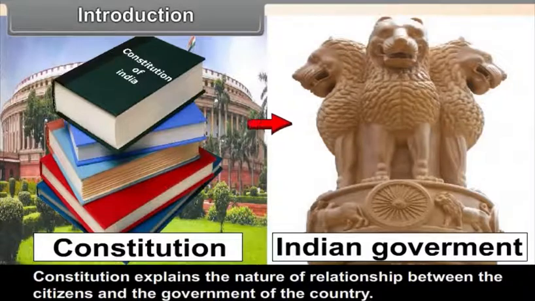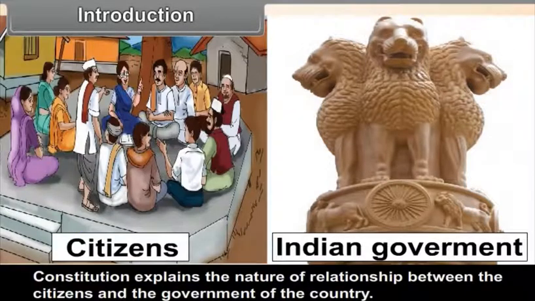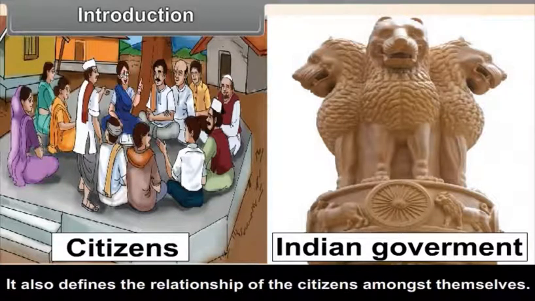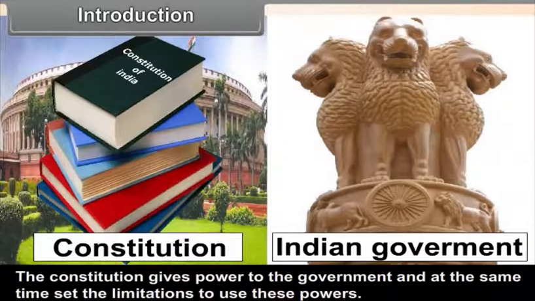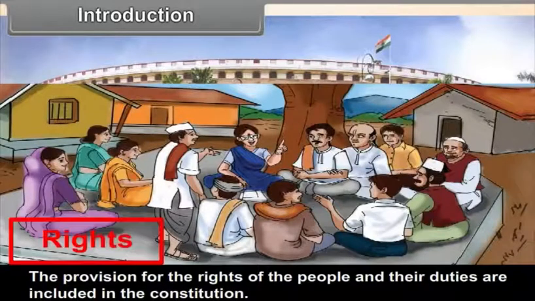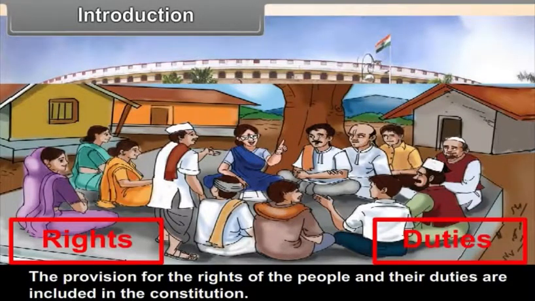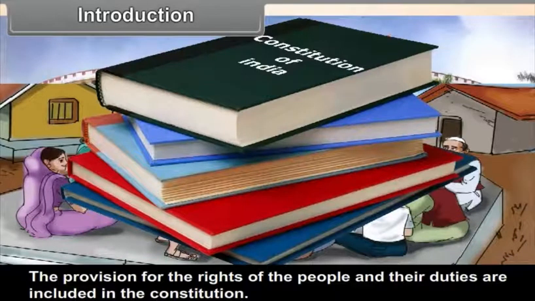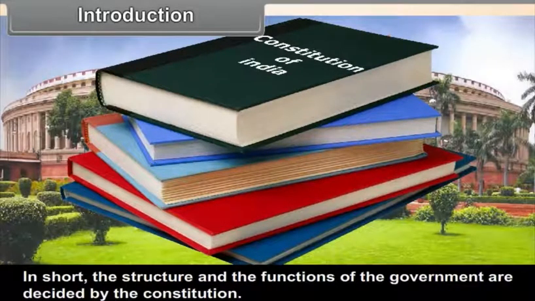Constitution helps define the nature of relationship between the citizens and the government of the country. It also defines the relationship of the citizens amongst themselves. The Constitution gives powers to the government and at the same time sets the limitations to use these powers. The provision for the rights of the people and the duties are included in the Constitution. In short, the structure and the functions of the government are decided by the Constitution.